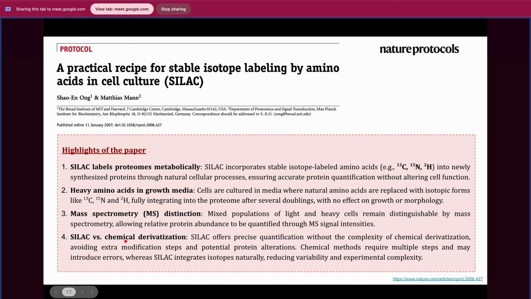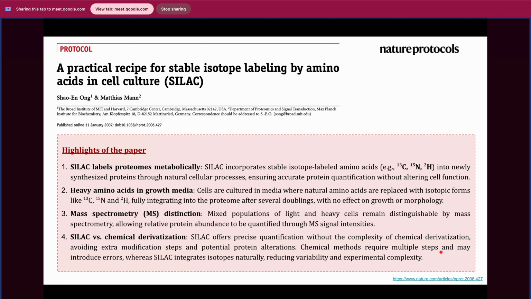And then they have also compared SILAC with chemical derivatization, that instead of using SILAC, if chemical derivatization is done, what are the limitations of this chemical derivatization? So they have mentioned that SILAC offers precise quantification without the complexity of chemical derivatization, and it also avoids the extra modification steps and potential protein alterations.